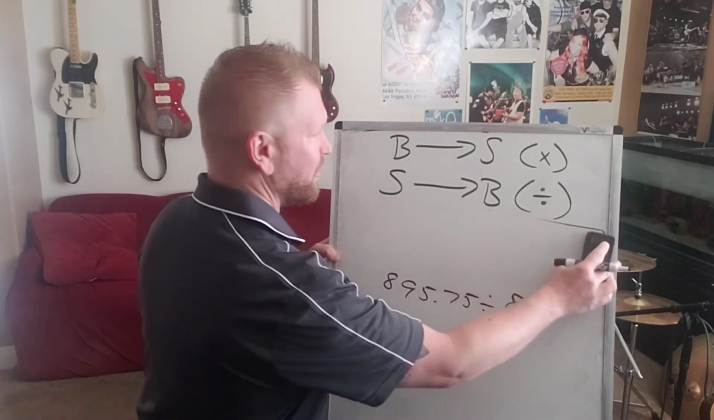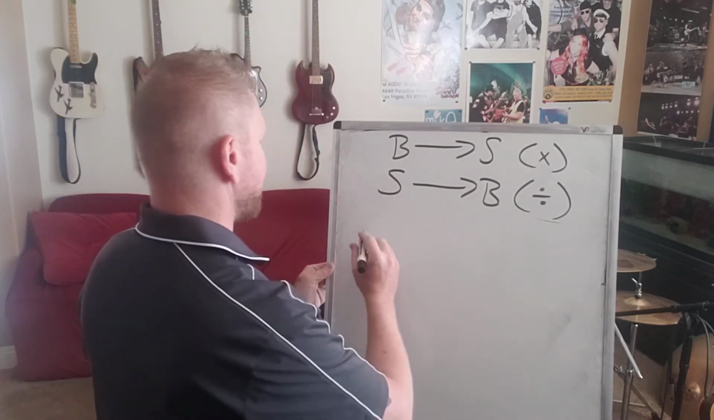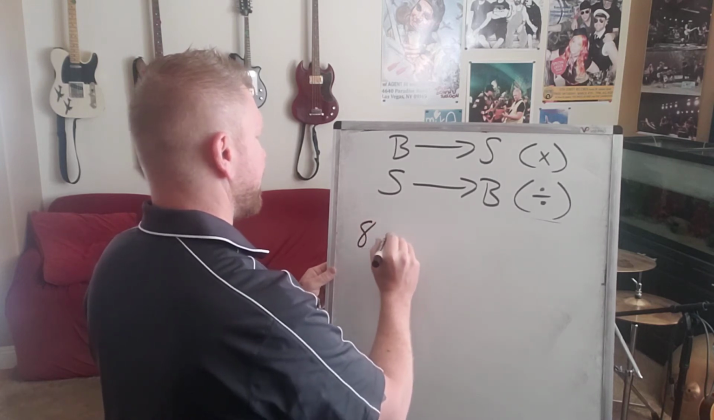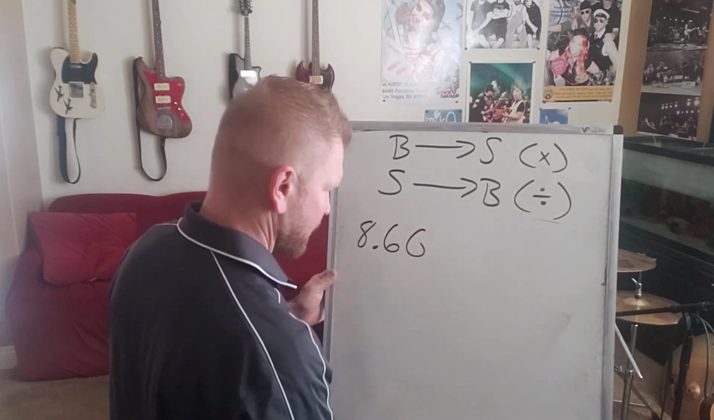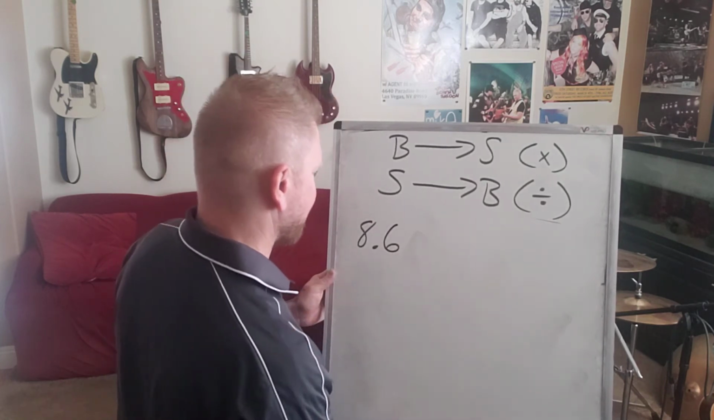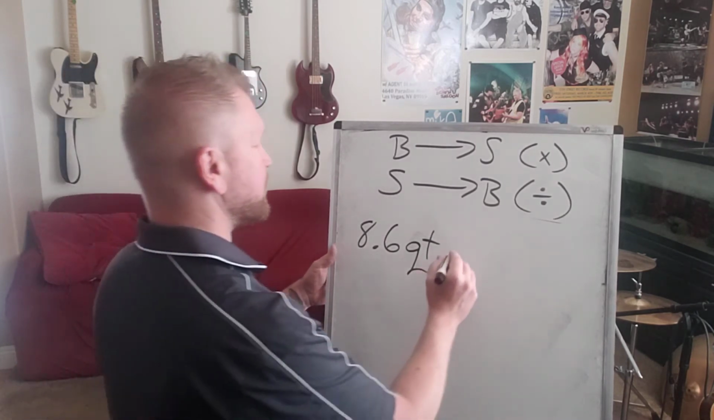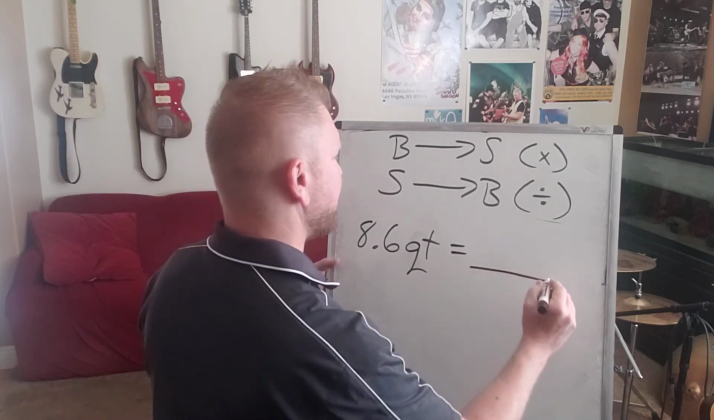All right, so again, these have all been small to big. Let's try to come up with one that goes big to small. So let's say we've got 8.6 quarts, and we're trying to convert these into how many pints?